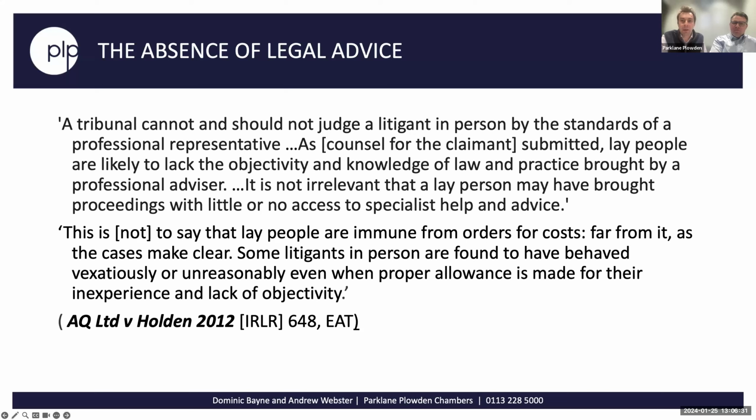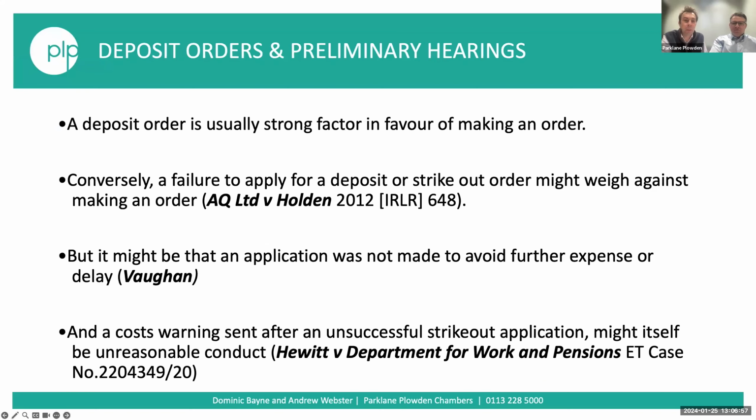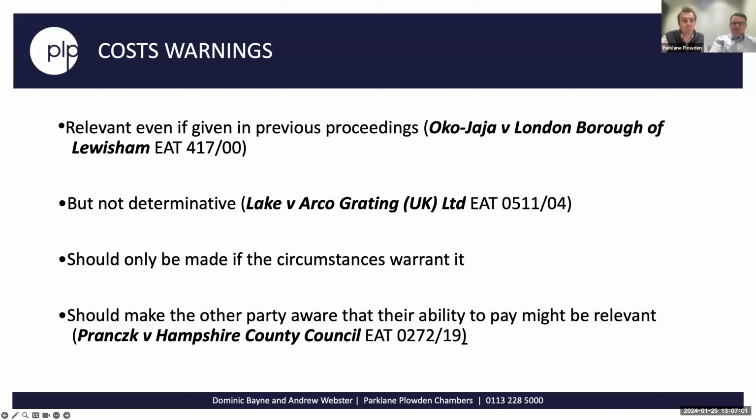So if you're going to succeed in a costs application against a litigant in person, you're going to have to show that they've gone beyond the mere inexperience. They've gone beyond what might naturally arise from a lack of objectivity, and you're going to have to show that they've behaved unreasonably or vexatiously, or whichever test you're applying, even by the standard of a litigant in person. The most obvious way of doing that is with a well put together costs warning letter. And you can, it appears, even rely on a cost warning letter that was sent in previous proceedings. But having said that, it will just be one factor.